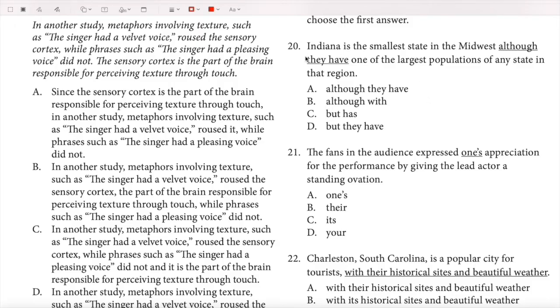It can't be A. I love elimination here. I love elimination on this test. It can't be answer choice A, because A says they have one of the largest populations of any state. They have. Who's they? Now you might be like, Indiana.